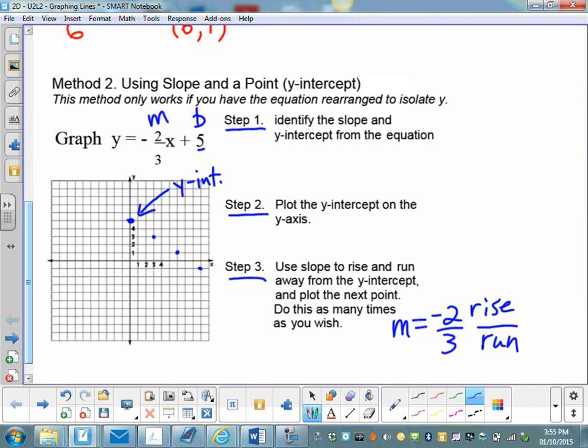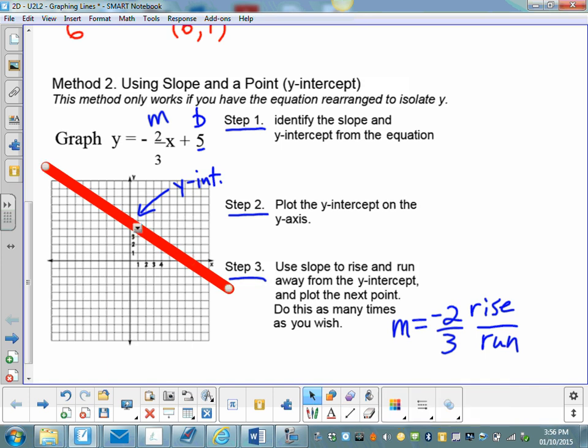I can also work to the left of the y-intercept by doing the opposite. Go back 3 on the run and up 2 on the rise. And obviously that pattern continues throughout the line. So if I'm going to graph that line, I'll draw a line through those points.